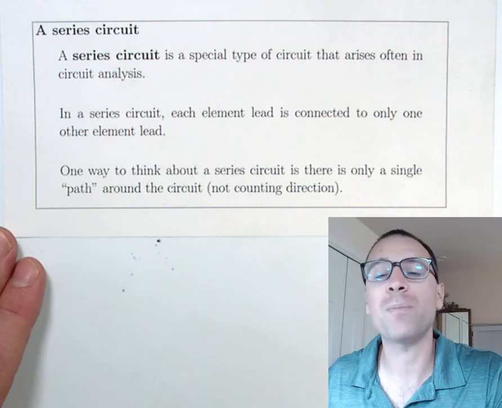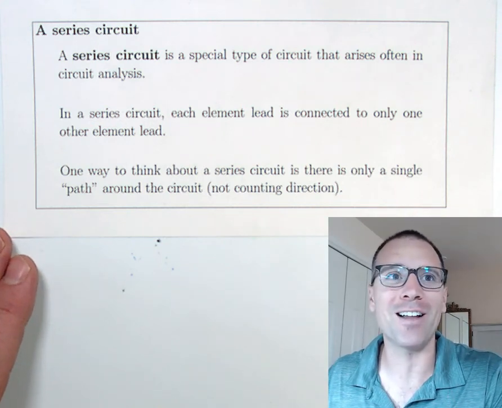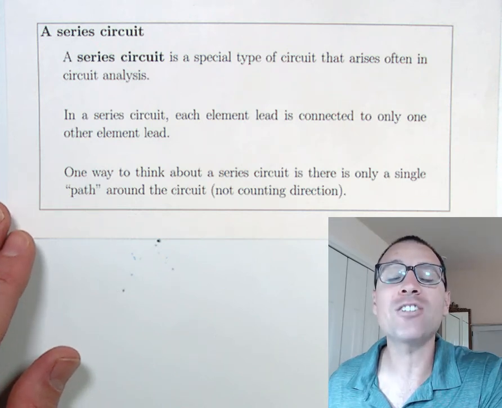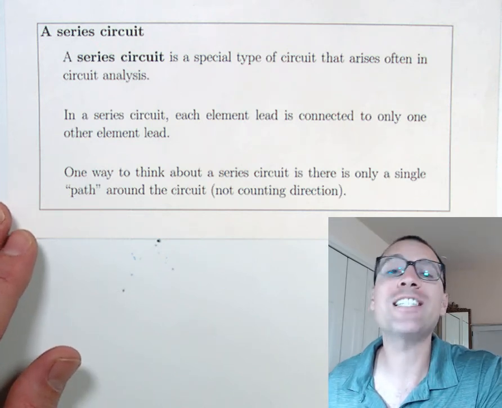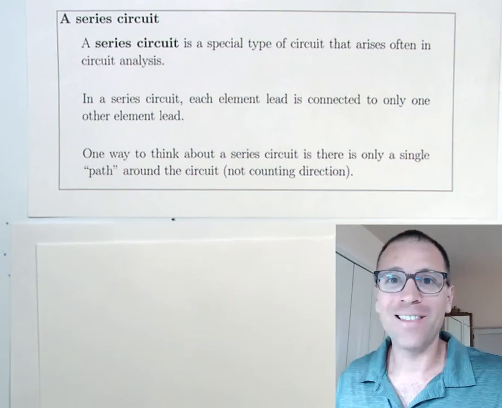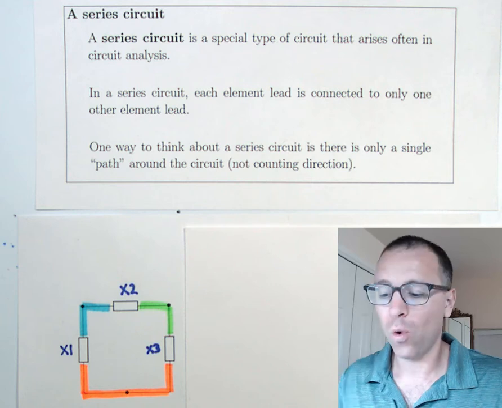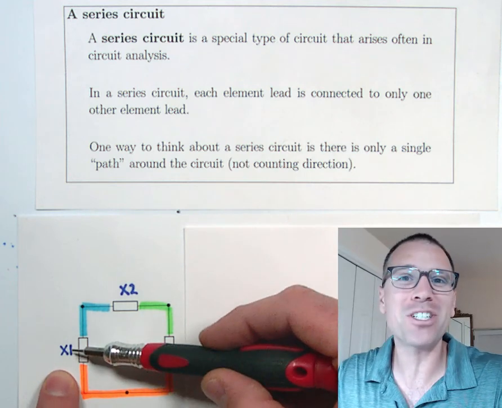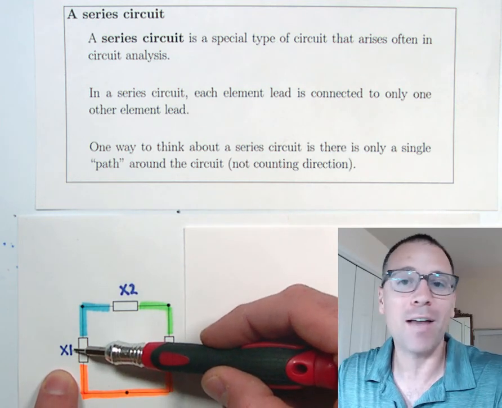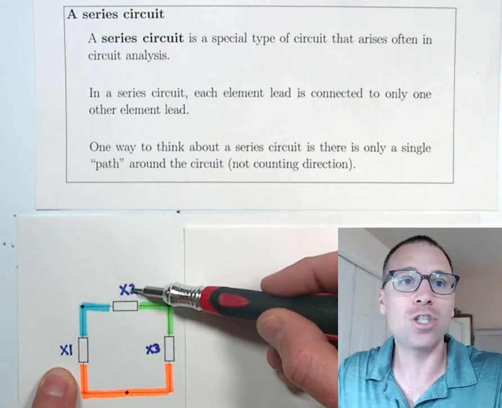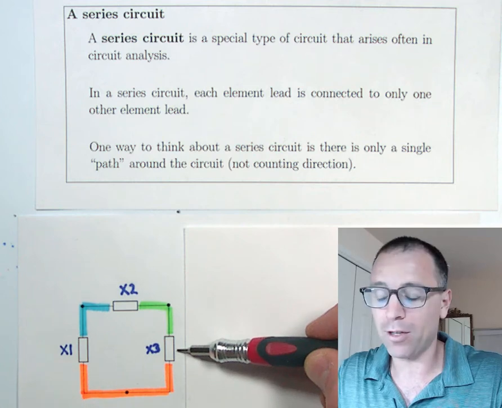This is also a special type of circuit that arises in circuit analysis. We say that in a series circuit, each lead of a single element makes only one connection to a single other lead of a different element. Let's take a look at what this means in practice. Here we have a 3-element circuit. We're not specifying the exact type of element, so I'm just going to call the element label X as a variable. X1 is the first element, X2 is the second element, X3 is the third element.